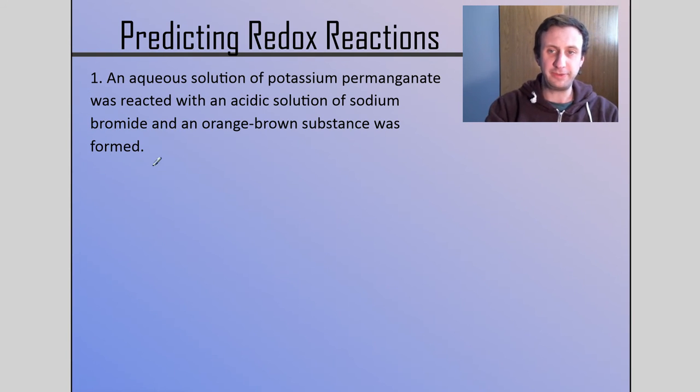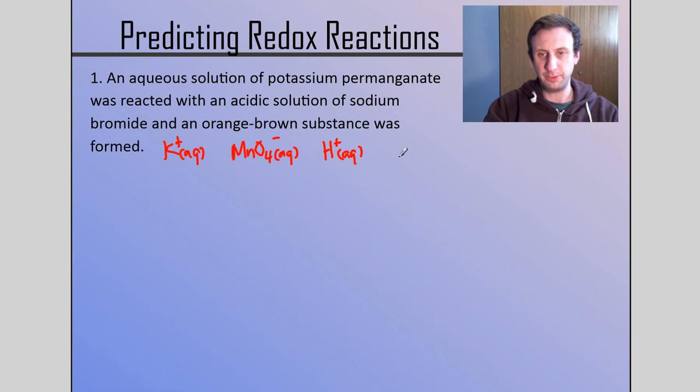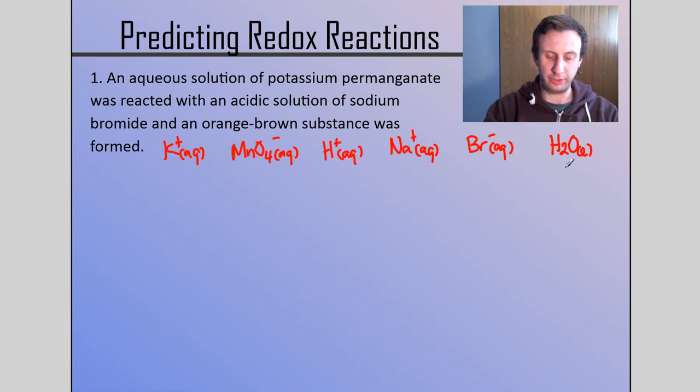But potassium permanganate, aqueous solution, so I have K positive aqueous, I have permanganate, which is MnO4 minus. I know this dissolves because potassium is group 1, and everything group 1 dissolves and dissociates. Was reacted with an acidic, acidic means I have H positive aqueous, that's cool. Of sodium bromide, got a little bit of Na positive aqueous there, because again, sodium is group 1, it dissolves. Bromide is Br minus aqueous. And then finally, I know that I always have the waters, H2O liquid as well.